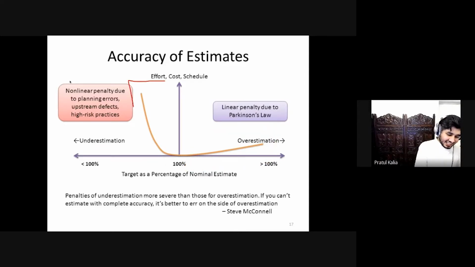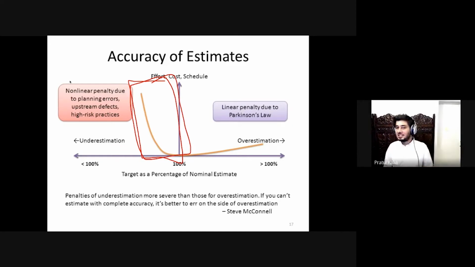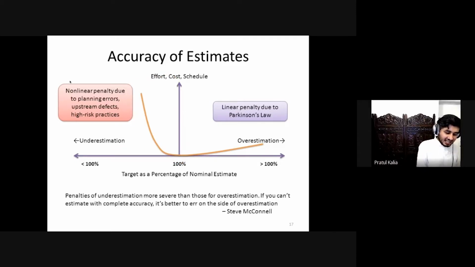Unfortunately, there is an exponential penalty when you underestimate because there's a whole bunch of errors that crop up, a whole bunch of defects, and you start getting into high risk practices, and things just keep getting out of hand very, very quickly, right? So the graph is actually much worse on the underestimation side here than it is towards the overestimation side.